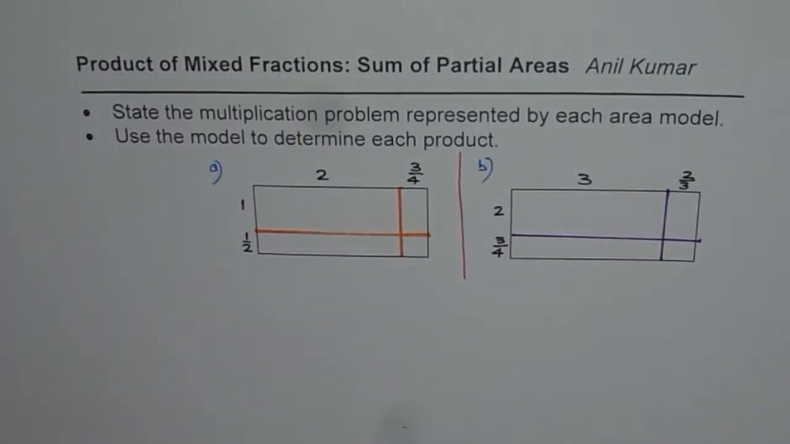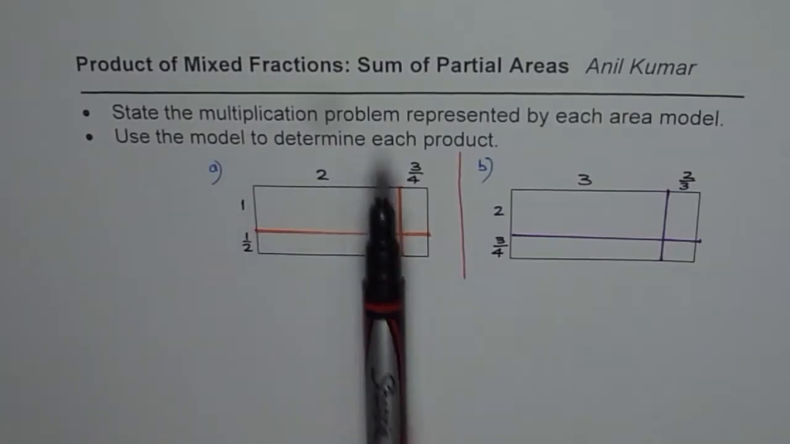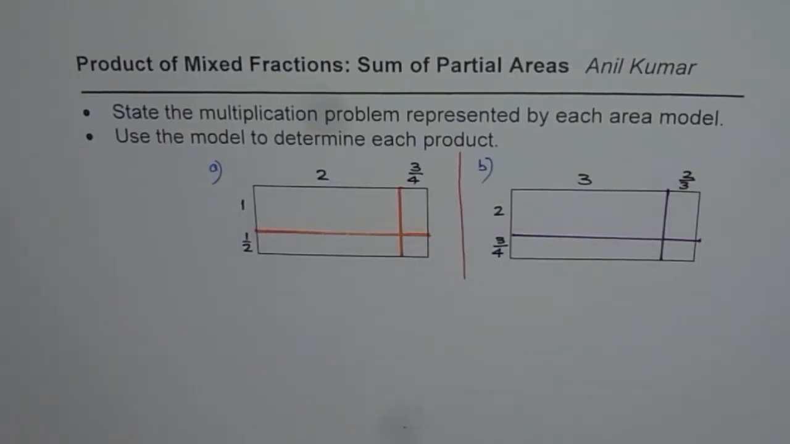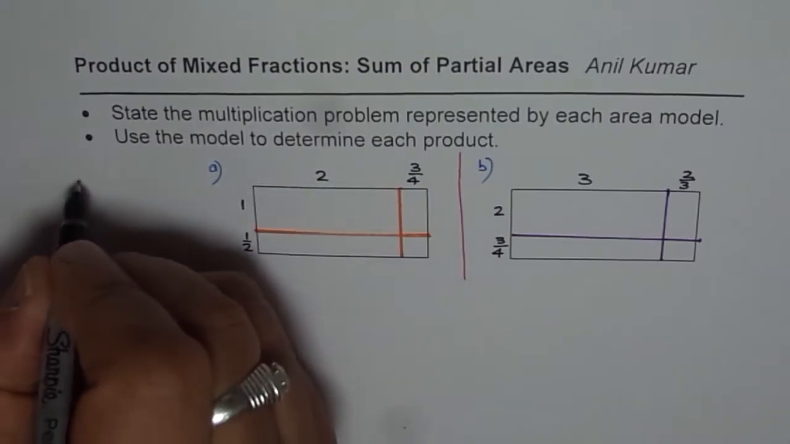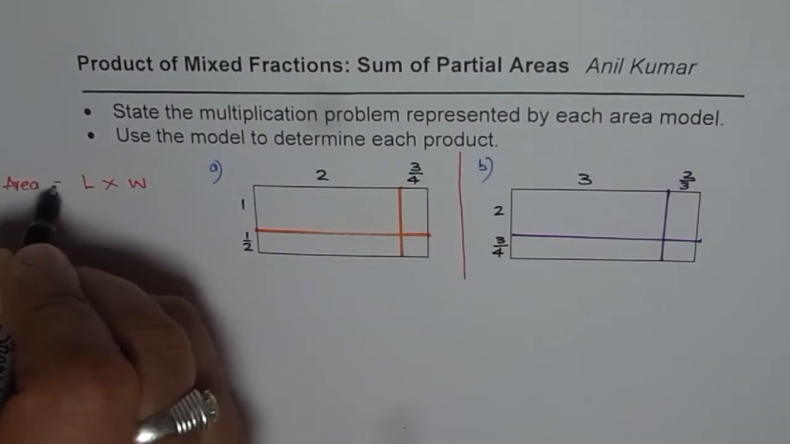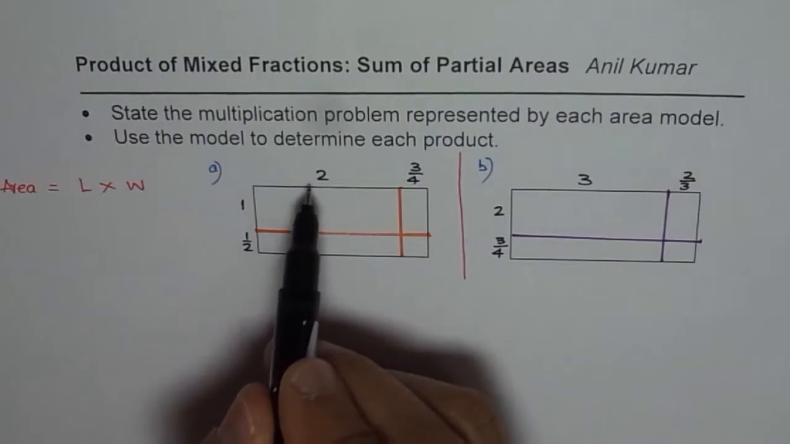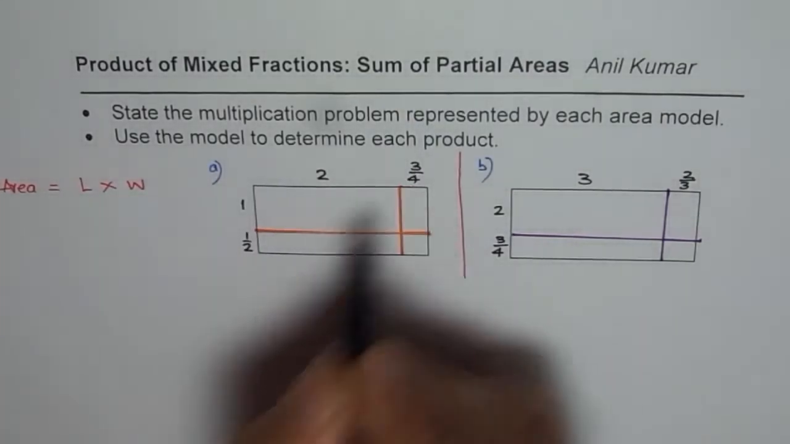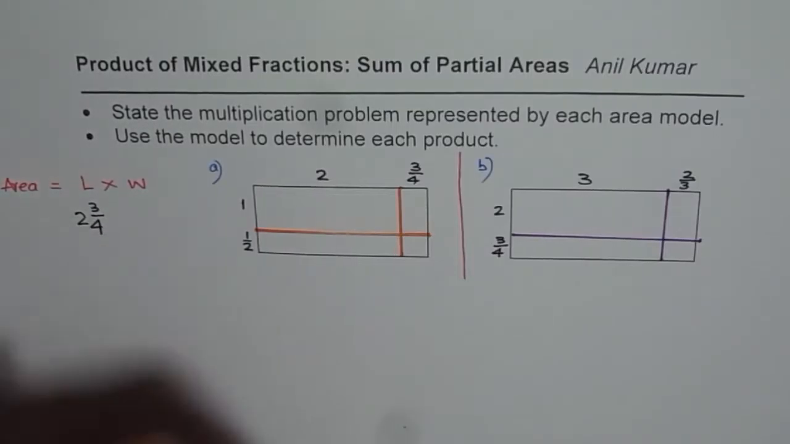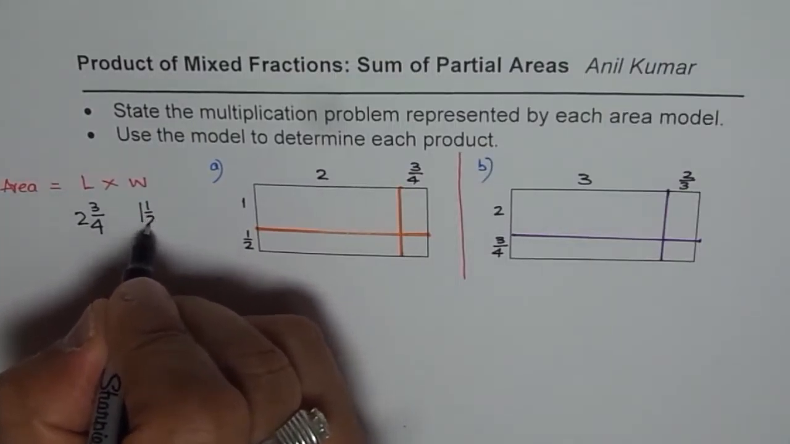So let us try to understand what this question is. It says, state the multiplication problem represented by each area model. So for a rectangle, what is area? Well, for a rectangle, length times width is area, right? So we say area equals length times width. Now in this question, what is the length? Length is this much, 2 and then 3 by 4. So length could be written as 2 3/4, right? So that is the length. And the width is 1.5. So that is the problem.